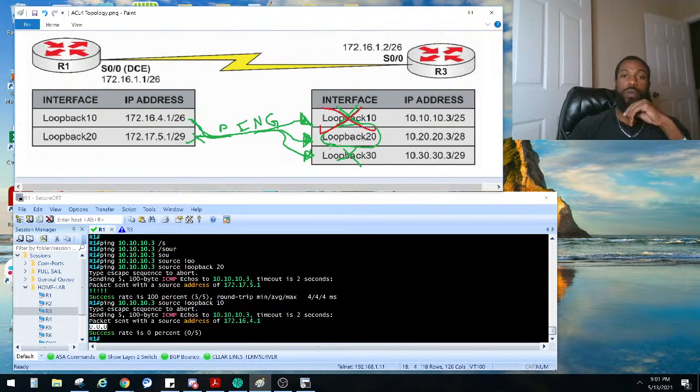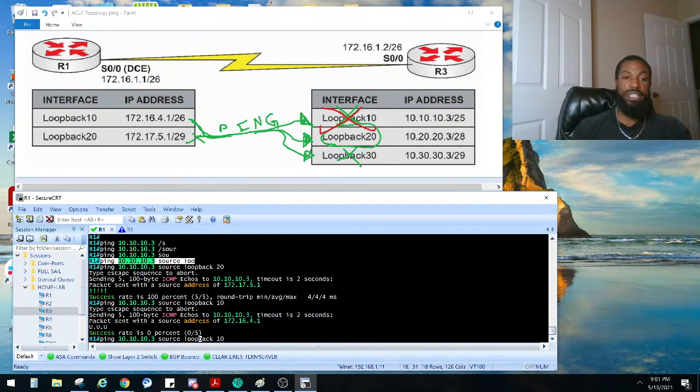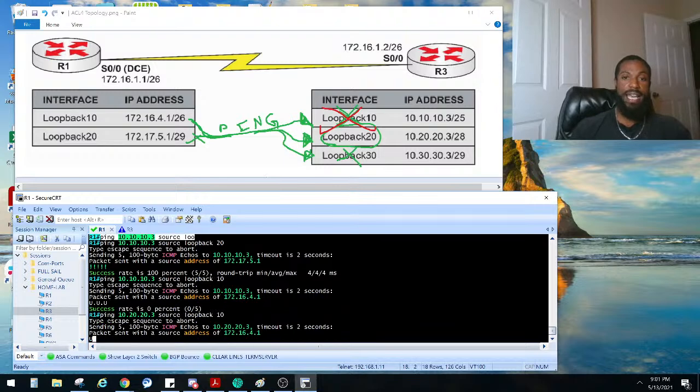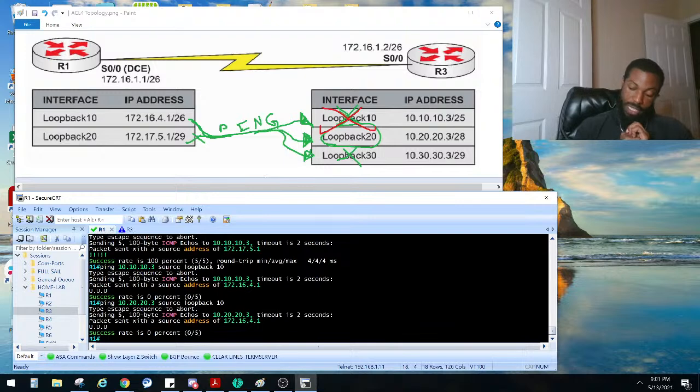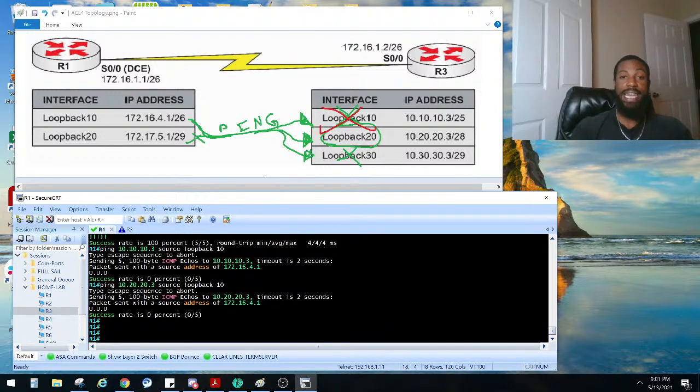That's a good sign. Now we need to make sure we can ping the loopback 20. Same thing. Source loopback 10, but the address is what loopback 20's address is, 10.20.20.3. Source interface of loopback 10. That should have worked, right? Because he said only pings from router 1's loopback 10 to router 3's loopback 20 should work. Let me make sure I did that correctly. Let's test this last one out. This one should be blocked, this one should be blocked, and that one should work.